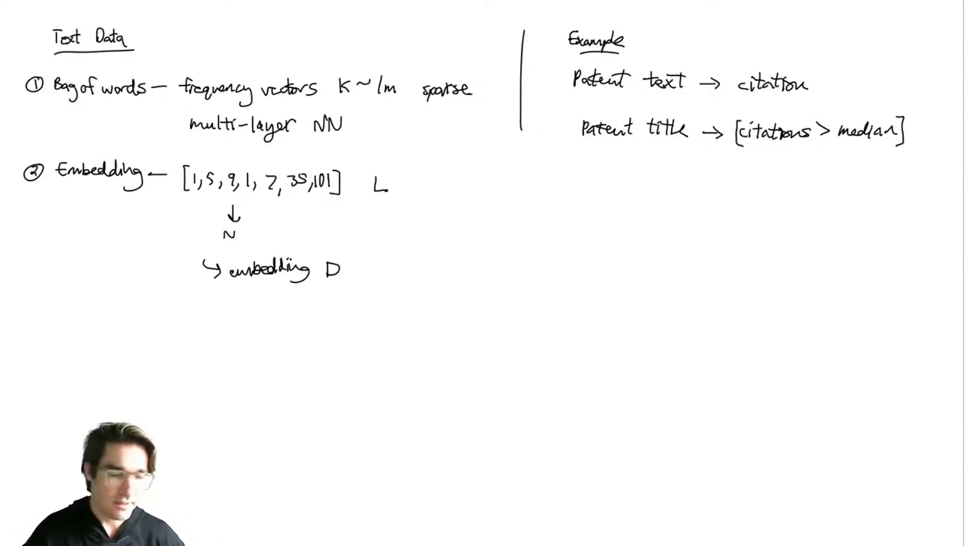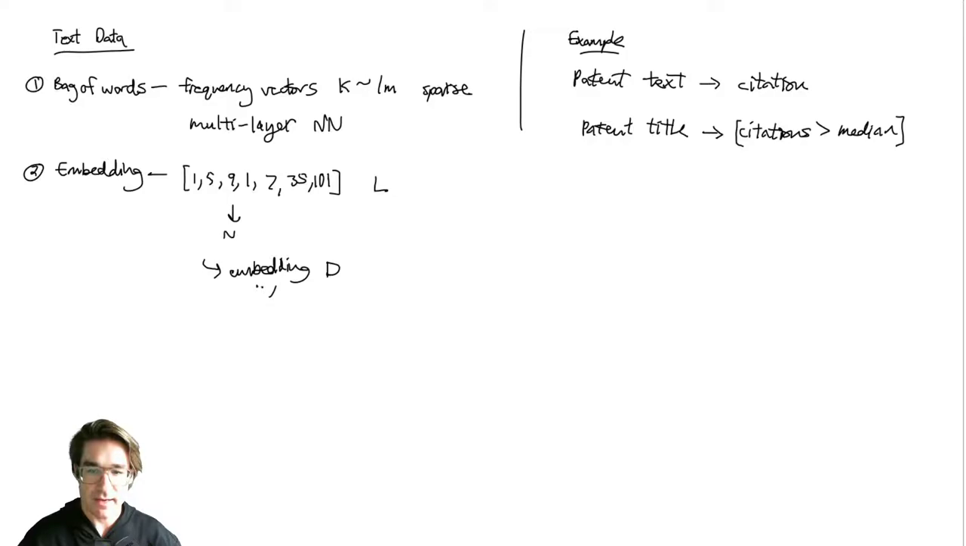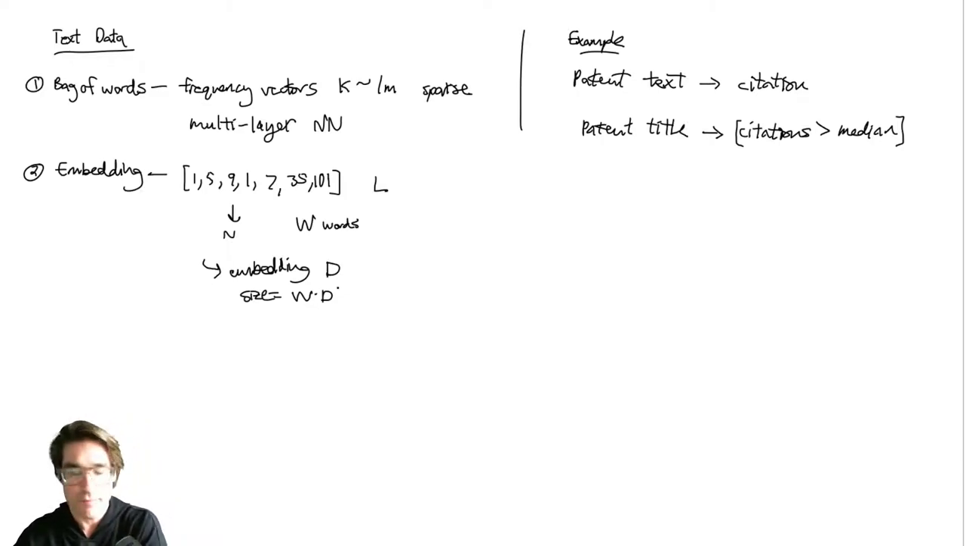So there's some mapping. Now remember, this embedding, we didn't just make it up. It's got certain parameters, which we'll just call W again, certain weights. The number of parameters for the embedding: let's say that there are W words, in the sense that these integers can take values from 0 to W minus 1. There are W unique words. So this embedding is going to be of size W times D. For each word there are D numbers associated with that word, so the whole embedding is size W times D.